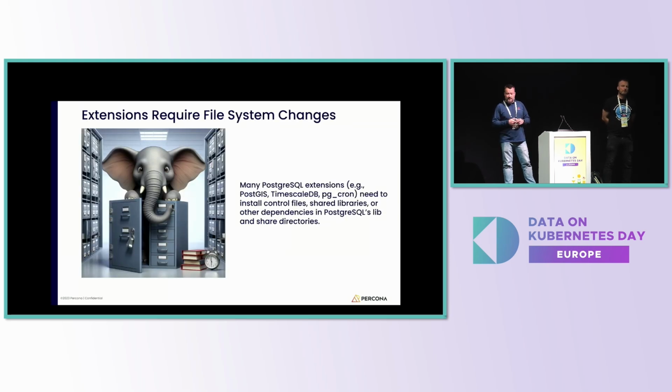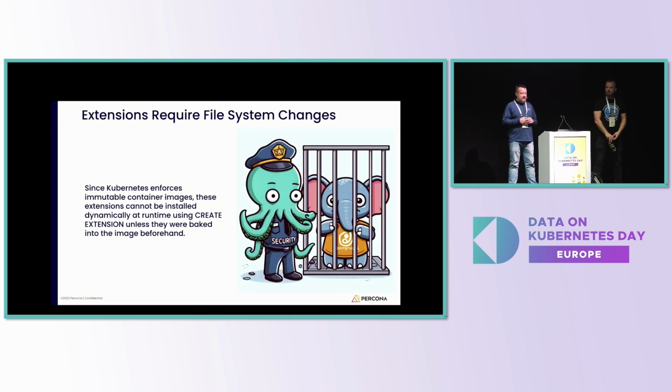Well, with Postgres, we have a bunch of extensions like PostGIS, Timescale, pg_cron, that actually need to install control files. They need shared libraries, DLLs, or other dependencies in Postgres lib and share directories. So this is where those two worlds really clash hard, right? Because since Kubernetes enforces immutable images, these extensions cannot be installed dynamically or run using CREATE EXTENSION unless they were baked into the image.